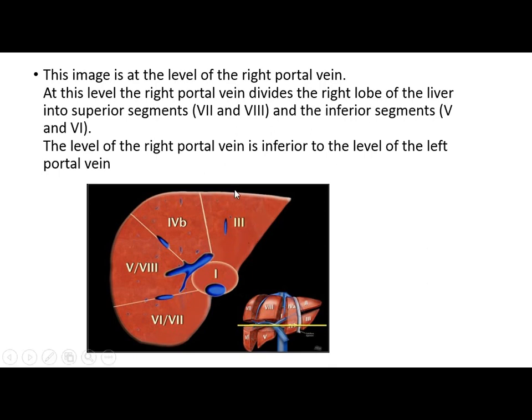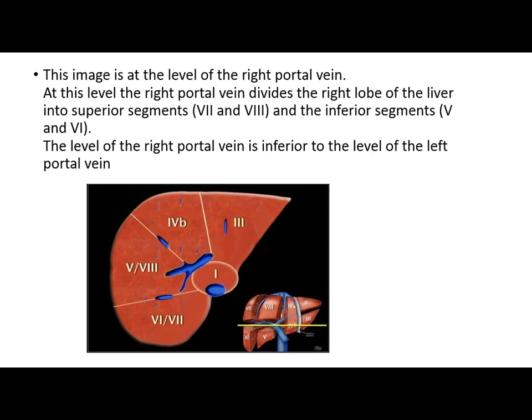So we are in segment 3 medially, and laterally we are in segment 4B. In the right lobe we are in segment 5 and segment 6. The most inferior segment is segment 6, and above it is segment 7, and medial to it is segment 5 inferiorly, and above it is segment 8. So 4B, 4A, 5, 8, 6, 7.